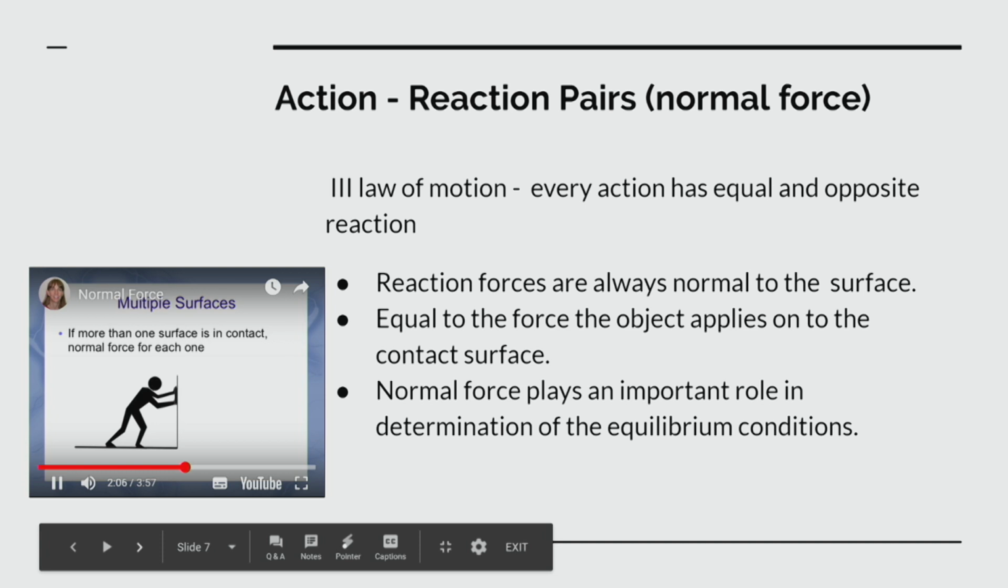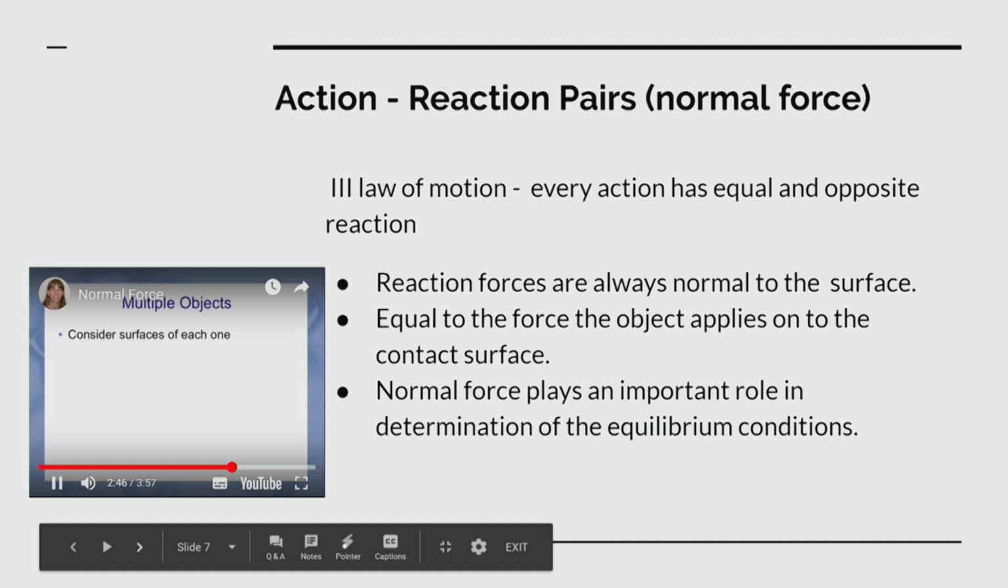Now, if I've got multiple surfaces, like I have in this example, I have to consider a normal force for each one of the points of contact. So for example, up here at my hands, I have a normal force where I'm pushing on the wall and the wall is pushing back on my hands. In this case, my front foot is going to have a second normal force where my foot pushes down on the floor and the floor pushes up on that front foot. And in the back foot, we have a third normal force. And again, it's a force pair where my foot pushes down on the floor and the floor pushes back up on my foot.